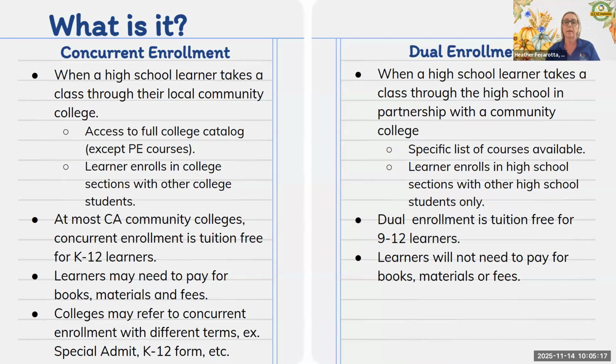So what's dual enrollment? This is when a high school learner takes a class through their high school in a partnership with a community college. So this limits the catalog. They are specific classes that have been agreed upon between your school and that community college. The learner enrolls in high school sections only. So the only learners in that class are actual high schoolers.